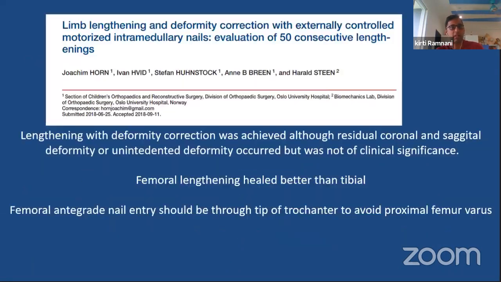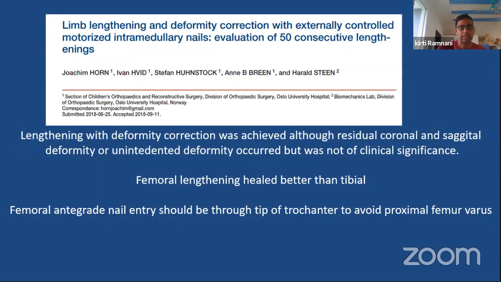For limb lengthening, as we all know, the recent consensus is going towards intramedullary motorized nails. So there are multiple studies published during this period which have shown their results. Noteworthy is this study by Hoon, in which he evaluated 50 consecutive lengthenings, and he corrected the deformity as well as lengthened the limb with an externally controlled motorized intramedullary nail.